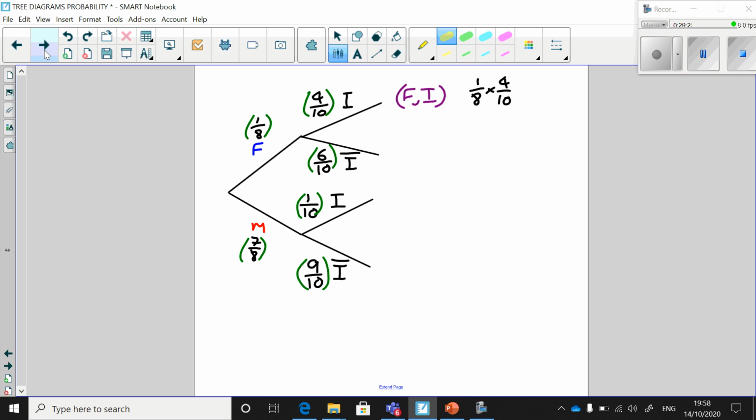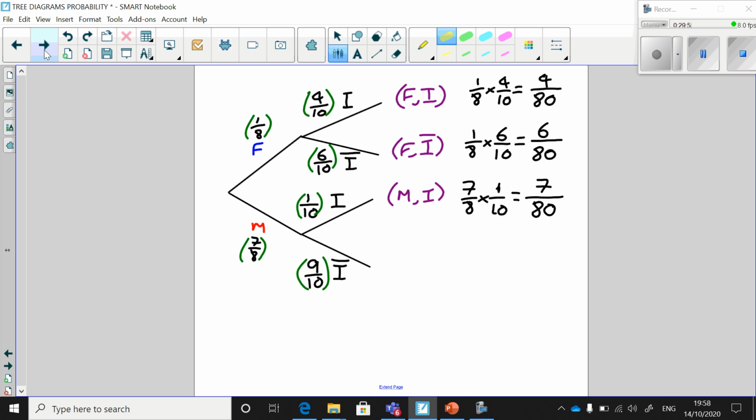Female infected, along the branches, 8 times 4 tenths, 4/80s. I know that can get simplified, just leave it. The next route, female followed by not infected, 8 times 6 tenths, 6 over 80. I'll just leave it like that. Next, I'm going down the male route, male infected. That's 7/8 times 1/10, 7 over 80. That's fine. And finally, male and not infected. So that'll be 7/8 followed by 9/10. There we go.